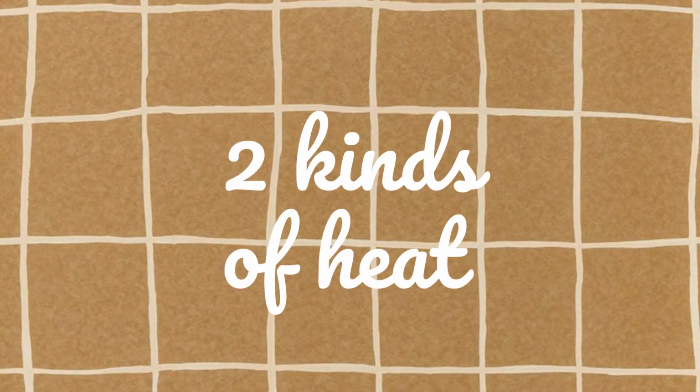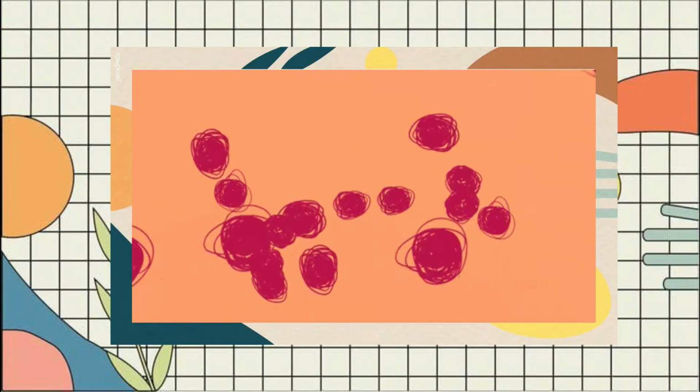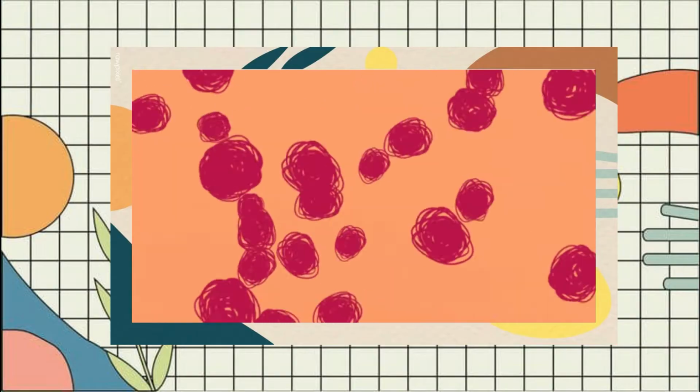There are two kinds of heat in chemistry. The first is caused by physical activity. As you get more kinetic energy, there is more activity in the system. This extra activity makes more molecular collisions occur.